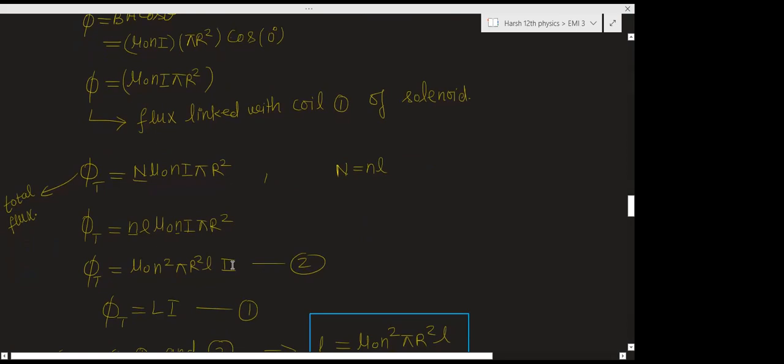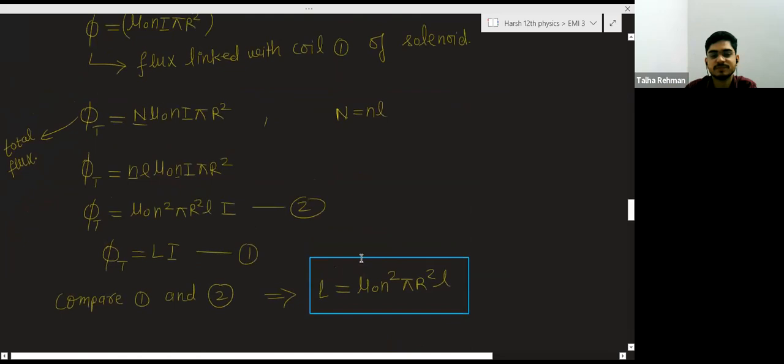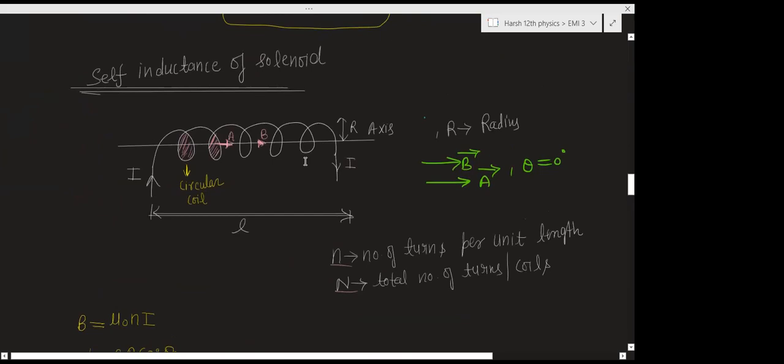Compare equations 1 and 2. Do you know how to compare them? LHS and RHS will be equal. Very good. Well done. Then you will get this answer. This is the self-inductance of the solenoid.